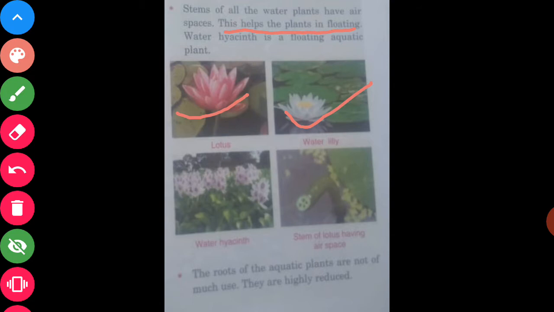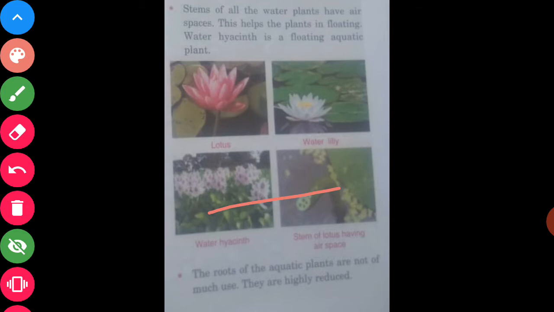The roots of the aquatic plants are not of much use. They are highly reduced. This is one of the adaptations shown by the aquatic plants.